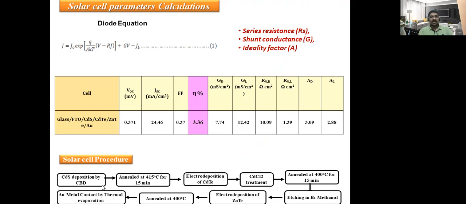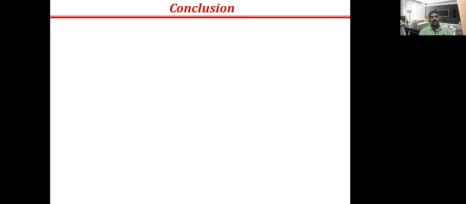CdS is deposited by chemical bath deposition and annealed at 450 degrees Celsius for 15 minutes. Then electrodeposition of CdTe, and after this there is a CdCl2 treatment. Then anneal at 400 degrees Celsius for 15 minutes, and before the deposition of the interface layer, it is etched in bromine methanol. Then the deposition of the ZnTe material, which is annealed at 400 degrees Celsius, and finally there is a metal contact by the thermal evaporation method.